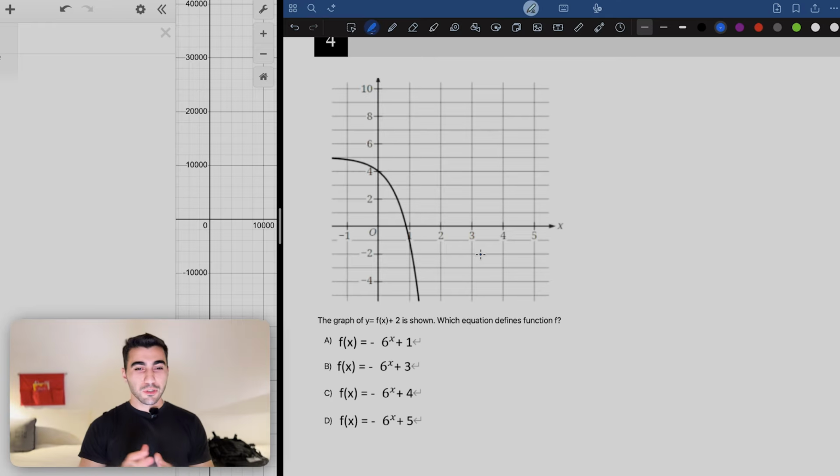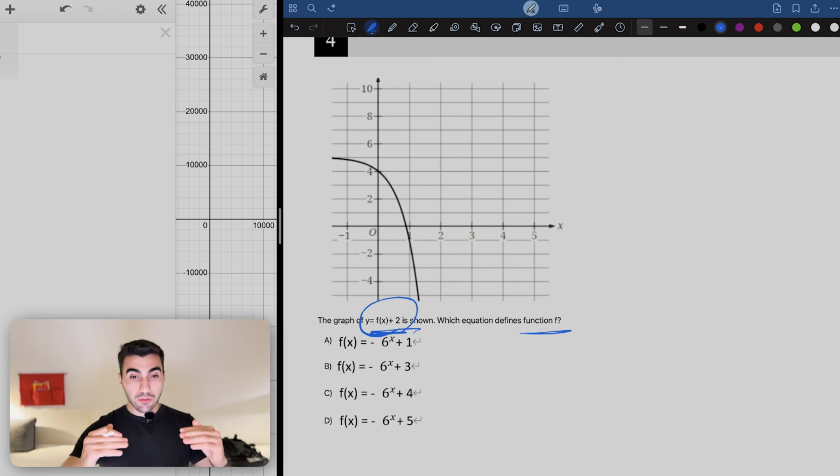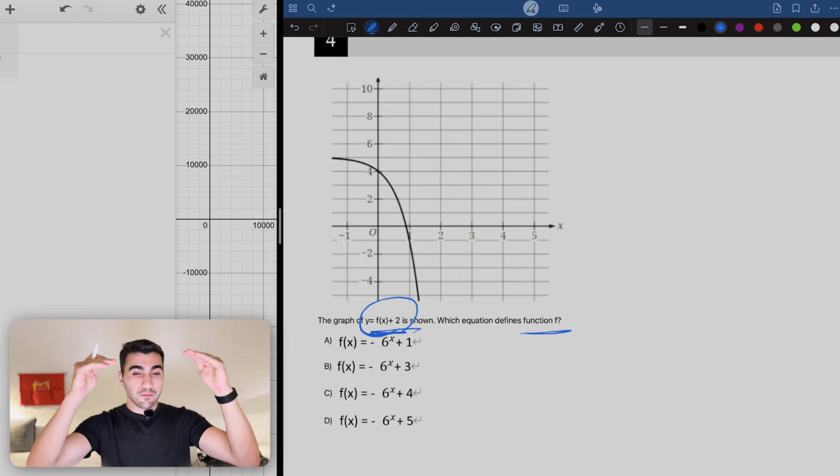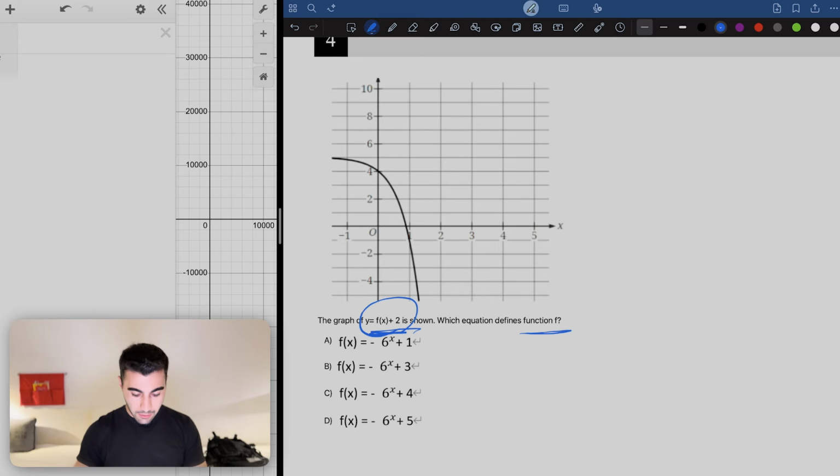All right, so the next question is a tricky one. In this question, we have a graph of f of x plus 2. f of x plus 2 means we move the graph of f of x 2 units up. So the graph of f of x would be 2 units down, right? So the graph of f of x would be this. The y-intercept is 4, so the y-intercept of f is 2. So here is f of x.